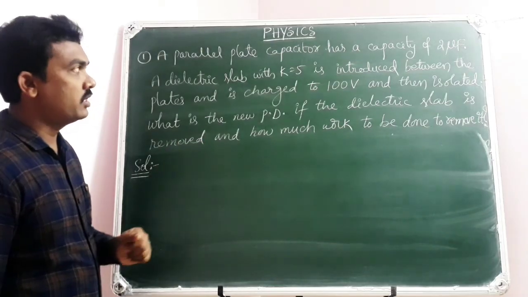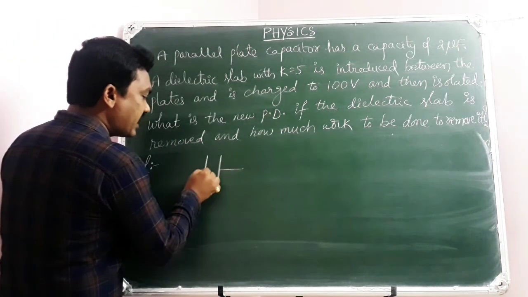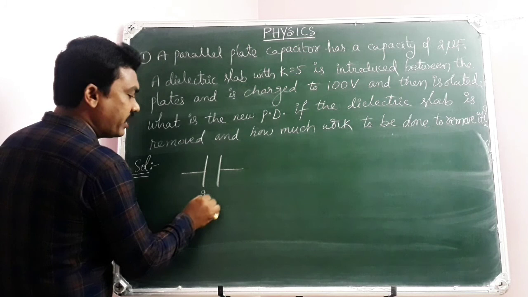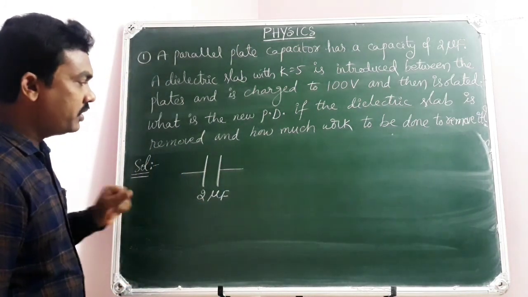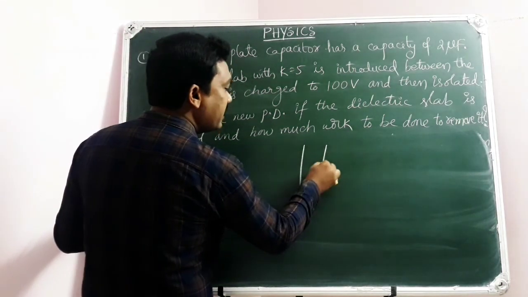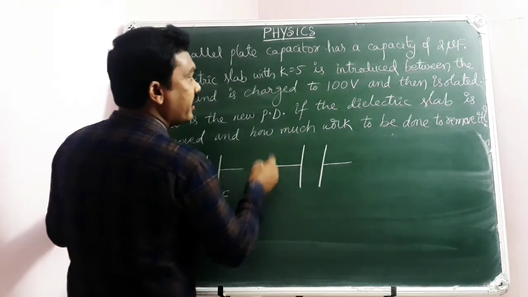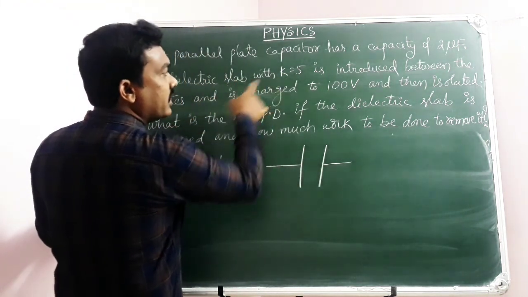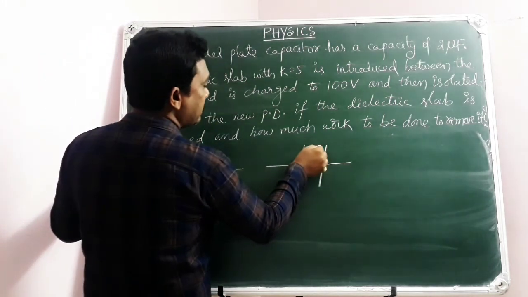See the solution of this question here. There is a capacitor whose capacity is 2 microfarad. It is not yet charged. Now here, a dielectric material is placed between the plates of the capacitor. A dielectric material with the dielectric constant K equal to 5 is introduced between the plates.